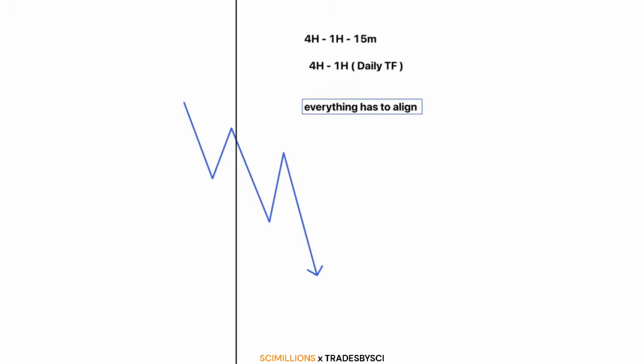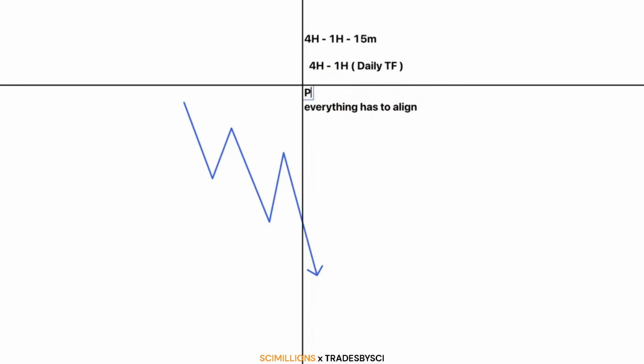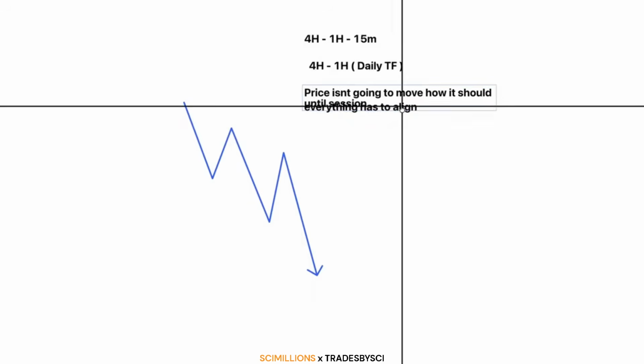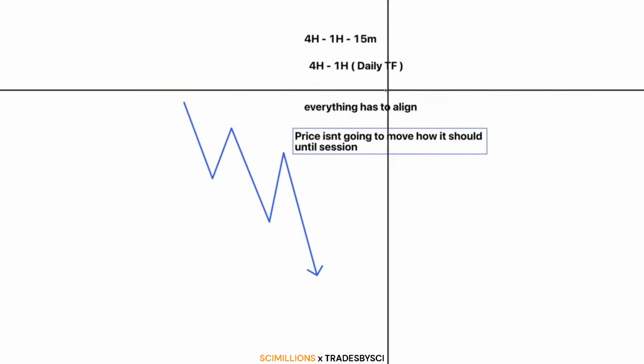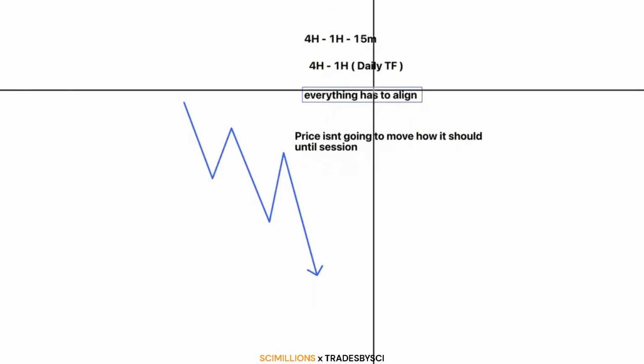And also the volume. Remember, price isn't going to move how it should until session. Right? So price is not going to move how you want it to move until price is in a session. So the sooner it gets to a session, the more volume starts to be put into the market, and the more price is going to start to move, right? So with all this being said, I hope market shift today kind of made sense to you. The best way that I can explain overall.